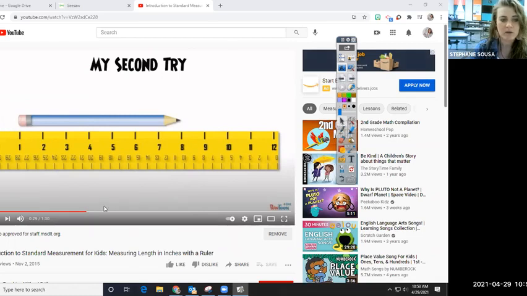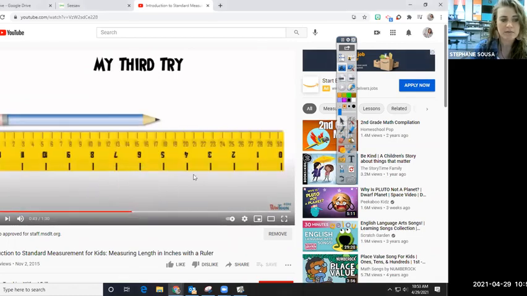Then finally, this time they lined it up on the centimeters. There's so many ways to go wrong with a ruler. It has to be on the inches when we're working on this goal and standard. Okay. William, something to add?